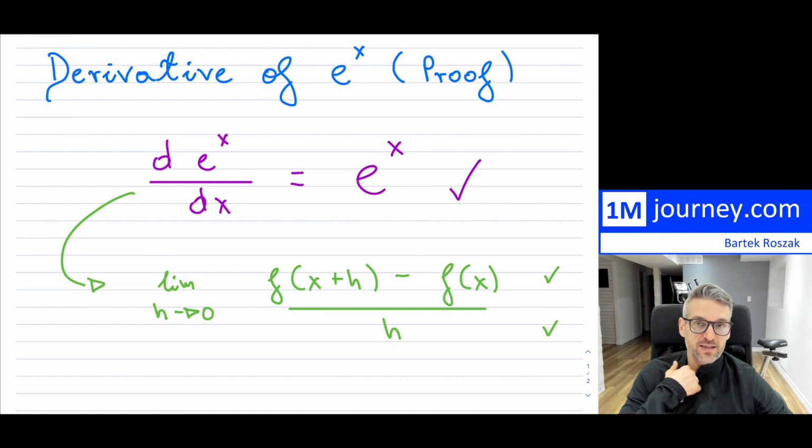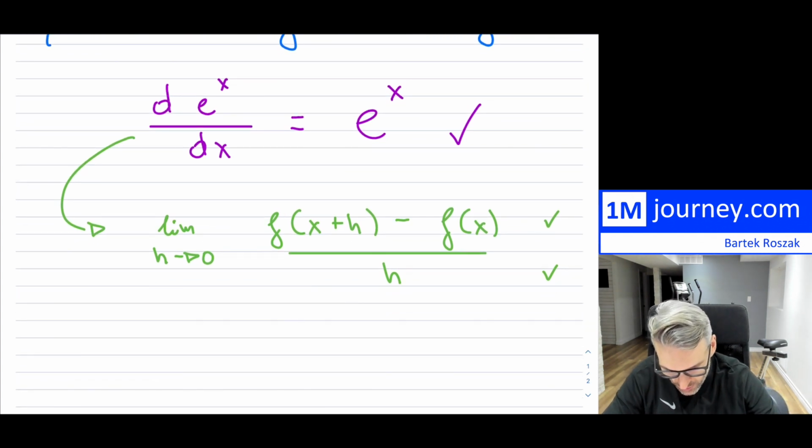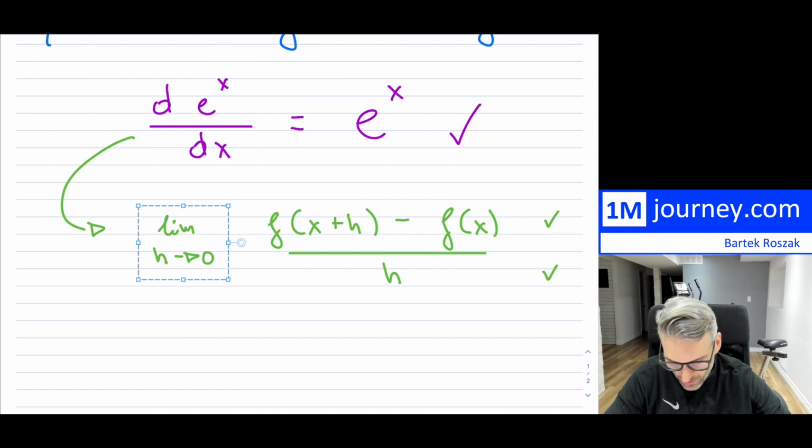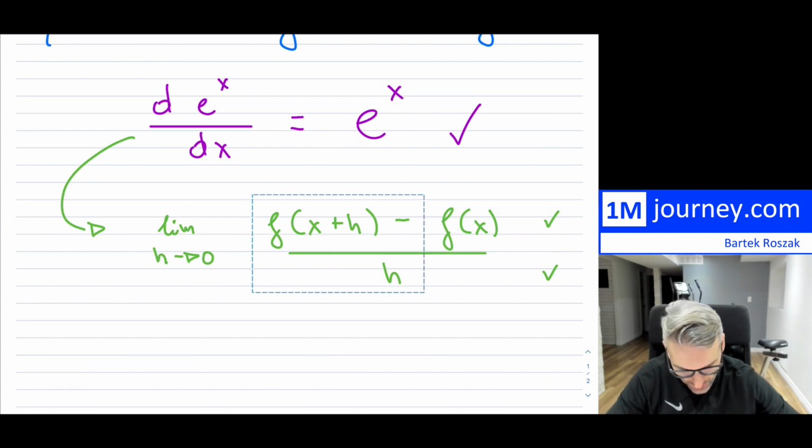So e to the x is actually defined everywhere. It's not a very complicated function. So let's take a look if we can massage this. Now I'm going to drop this limit for the moment so that you don't worry about it. I will bring it back. I just want to concentrate on this right here.